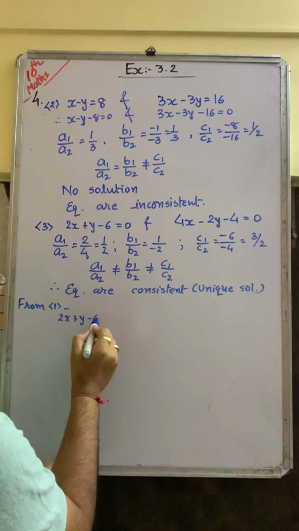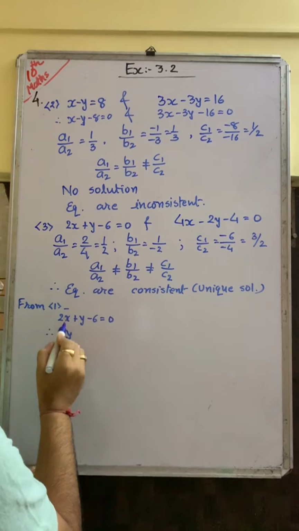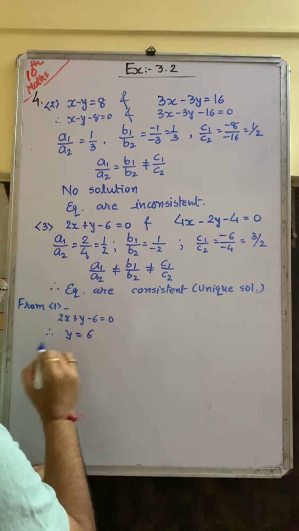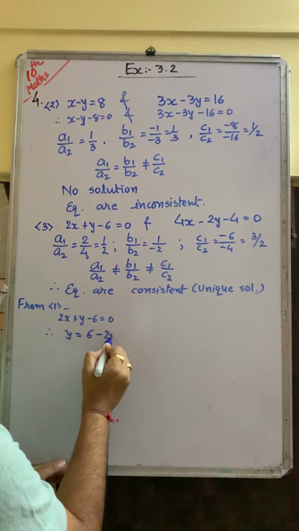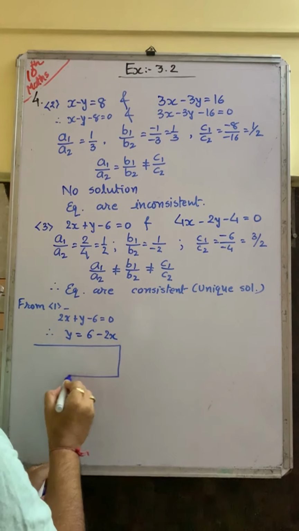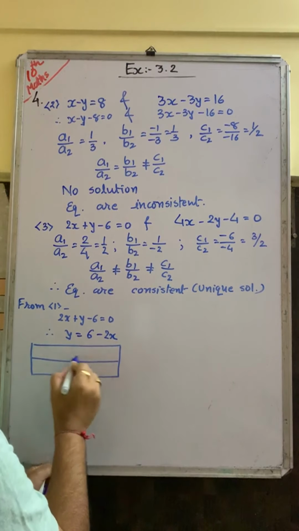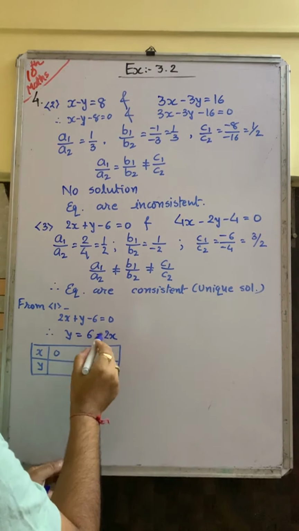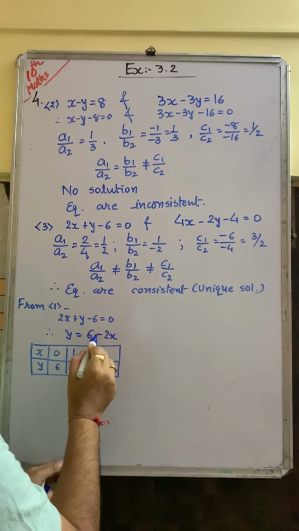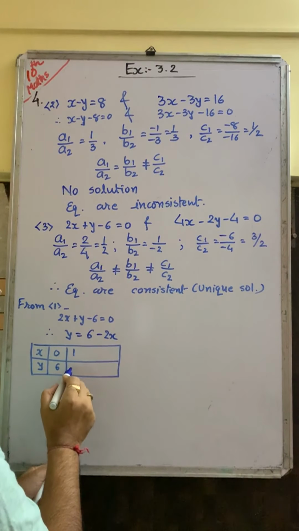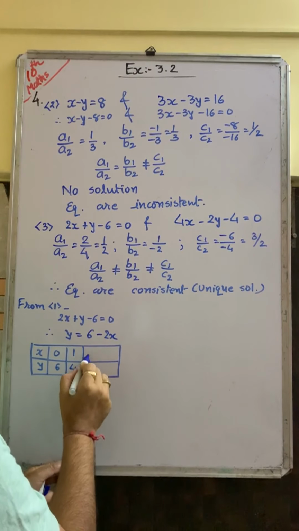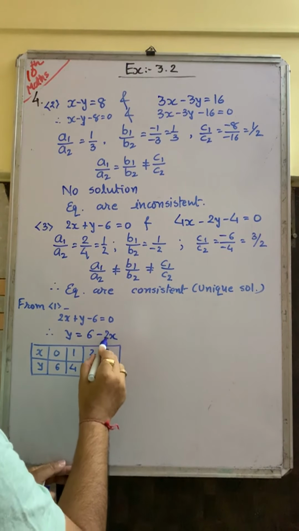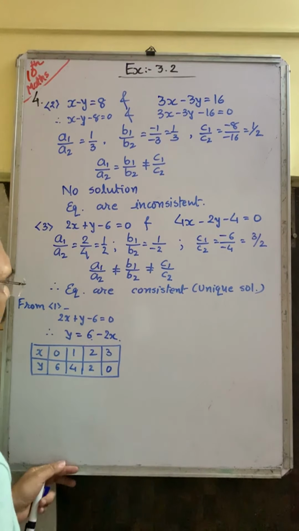2x plus y minus 6 equals to 0. I keep y on left side and the remaining on right side. Minus 6 move this side, plus 6, plus 2x move this side, minus 2x. And then draw the table. If you take x is 0, then y is 6. If you take x is 1, 6 minus 2 is 4. If you take 2, 2 twos are 4, 6 minus 4 is 2. 3, 2 threes are 6, 6 minus 6 is 0.